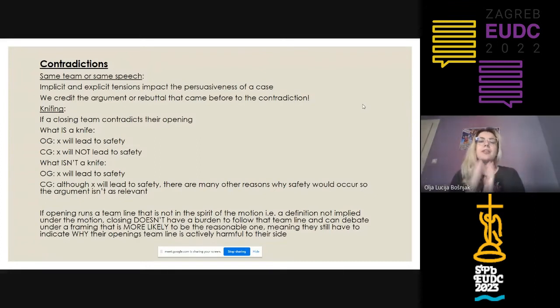So obviously this is the most intuitive example that I could come up with now, but you know what I mean, right? I think it's completely fair to say that closing doesn't have a burden to follow that team line, and can debate under a framing that's probably more likely, or the one that opposition challenges. Because very often in these instances OG is not going to be like, oh yeah, definitely, bro, we're talking about instruments and not bodily parts, so it's completely fair for CG to say, yes, we're talking about selling your kidney, let's talk about that.